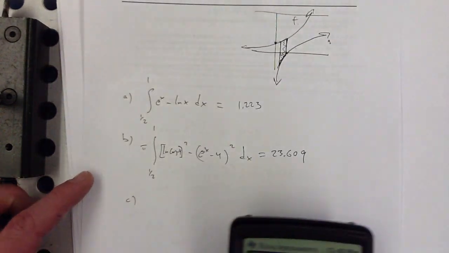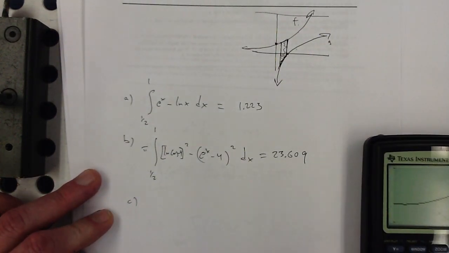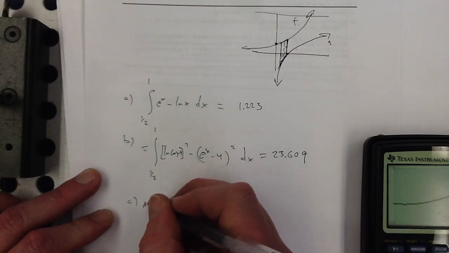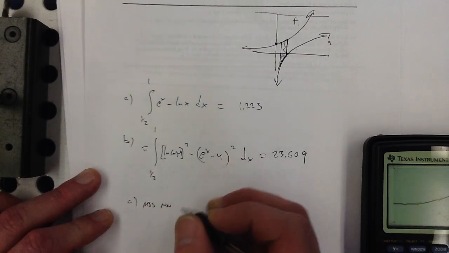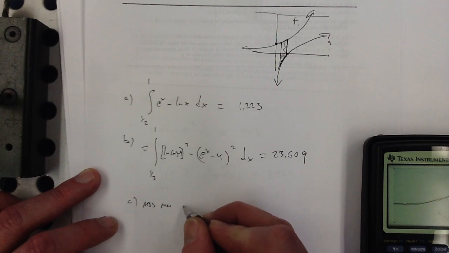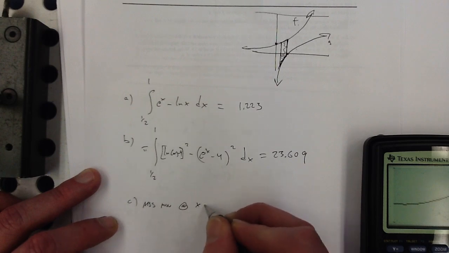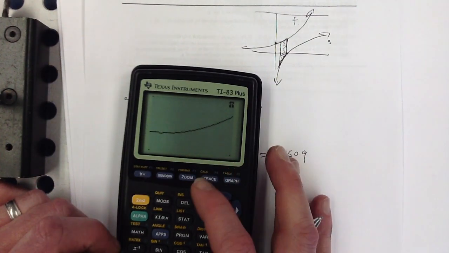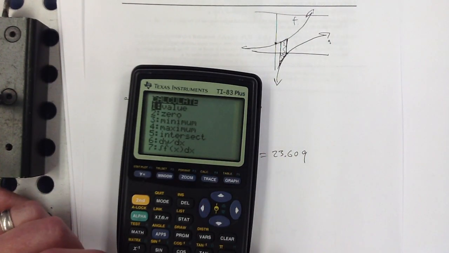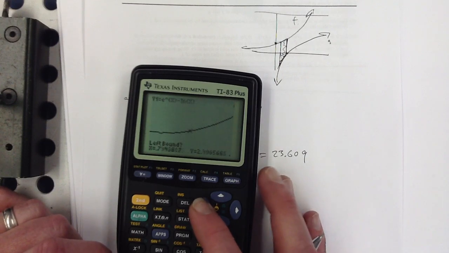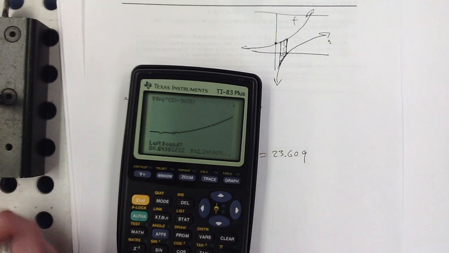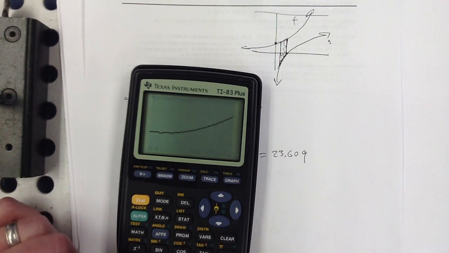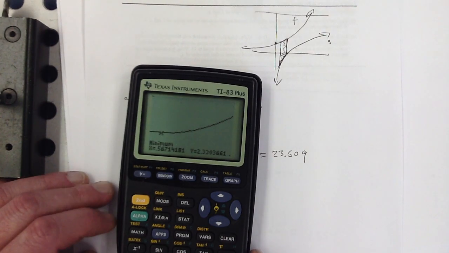So, absolute minimum and absolute maximum. Absolute minimum is at x equals, let's see, second calculate the minimum. Oh, I should have just typed in 0.5 and 1, that's faster. 0.567.